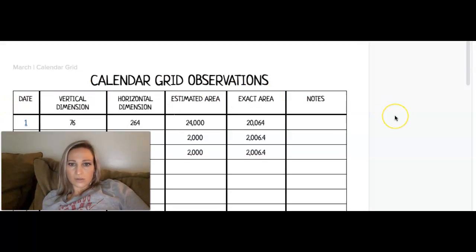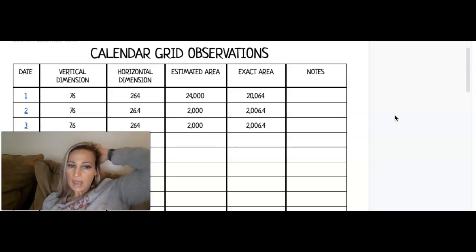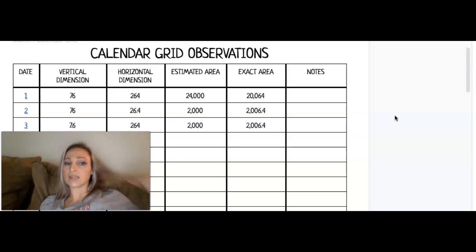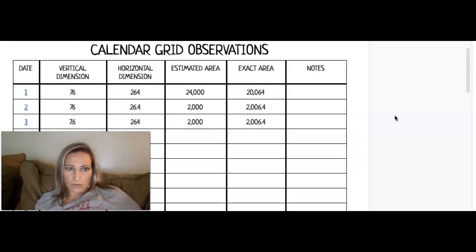Hello, boys and girls. We are going to look at our calendar grid observation chart today and update it. So we're going to have to look at day 4 of our calendar grid markers. So let's just quickly review what we've already done. We've looked at days 1 through 3 so far.